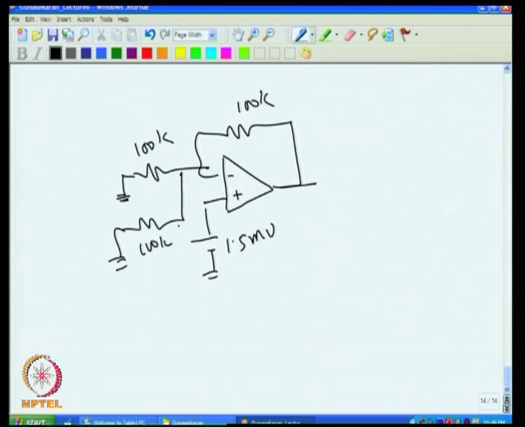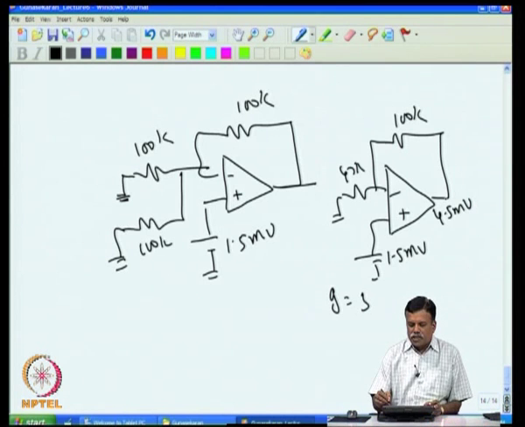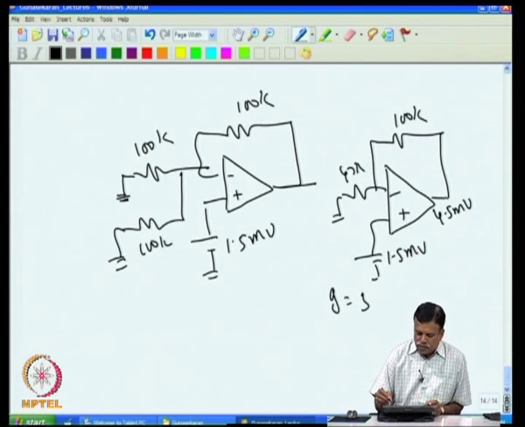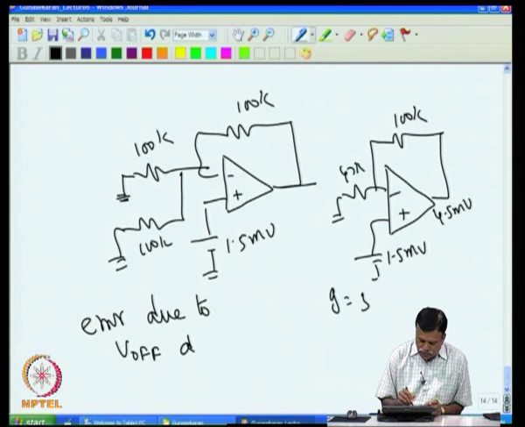Now this will give me obviously the equivalent circuit of that. If I draw, it comes like this. I have 47 k and then 100 k, that gives me a gain of 3. So, 1.5 millivolt will give me 4.5 millivolt here. That means offset voltage drift can give me 4.5 millivolt error at the output. That is the error due to offset voltage drift. V offset drift is equal to 4.5 millivolt.